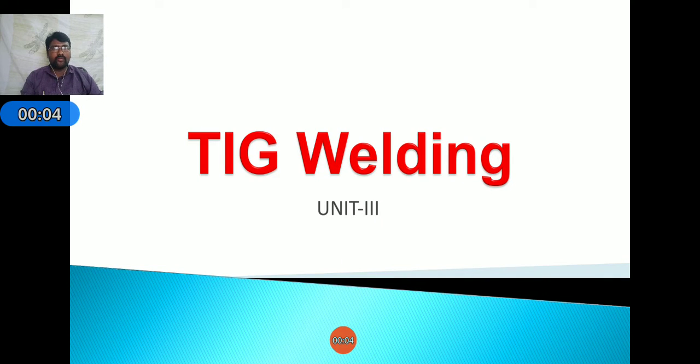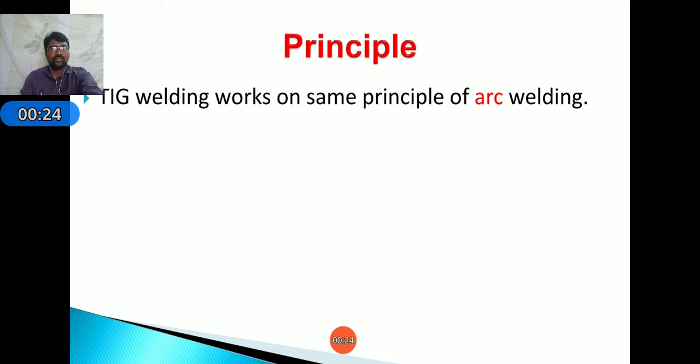In this lecture, we will discuss TIG welding, meaning tungsten inert gas welding. It is one of the arc welding processes. It uses electrical energy as its source. Coming to the principle of the TIG welding process, it works on the same principle as arc welding.